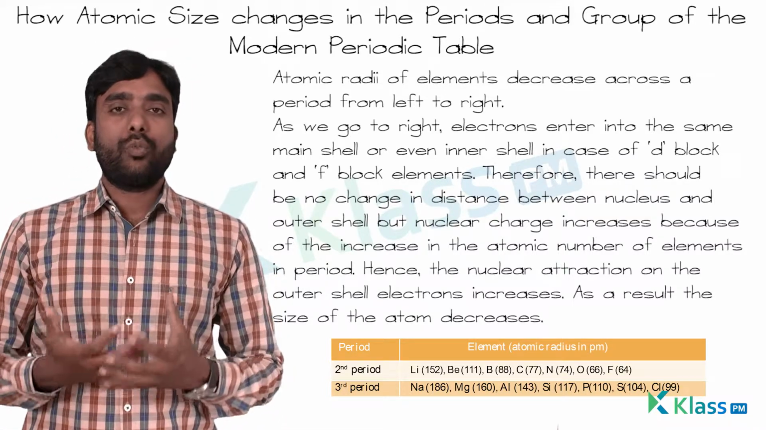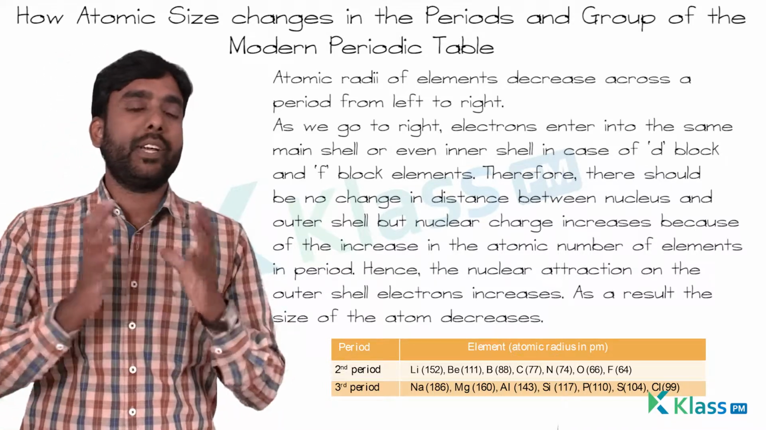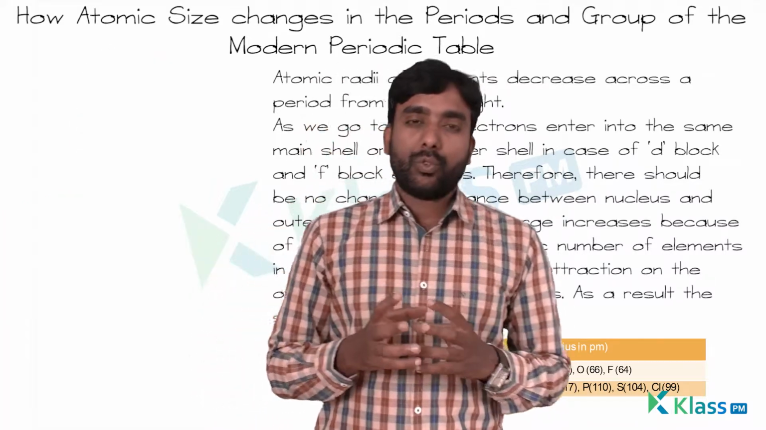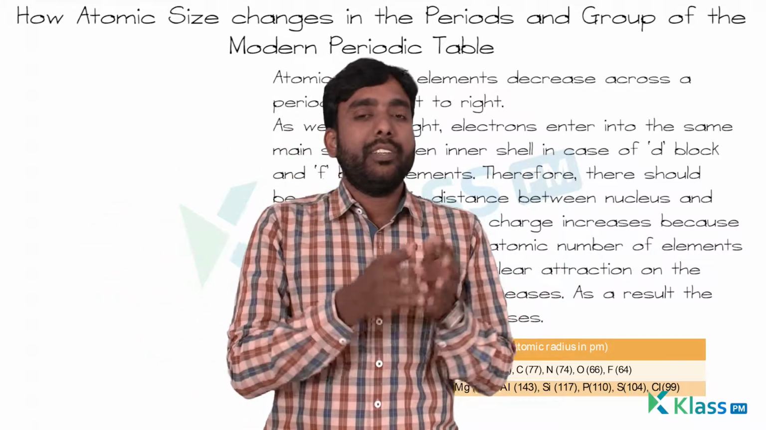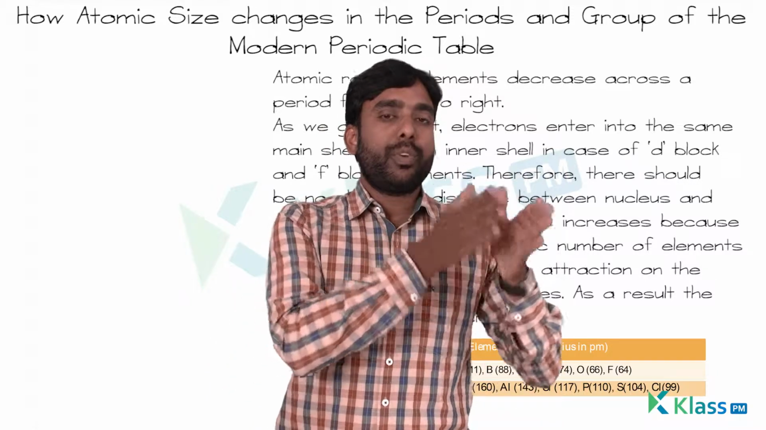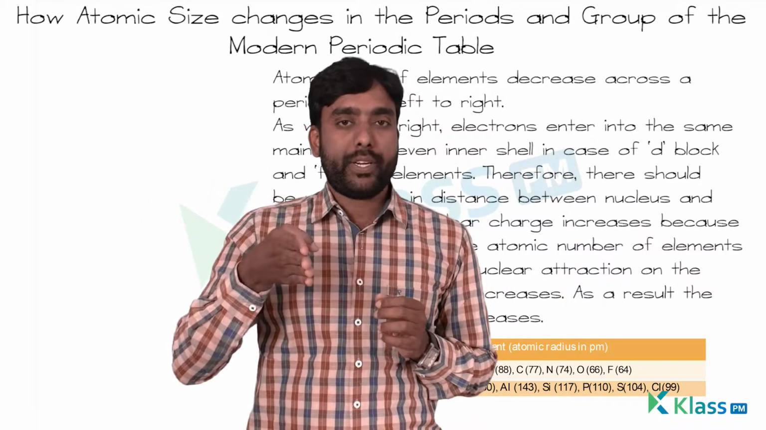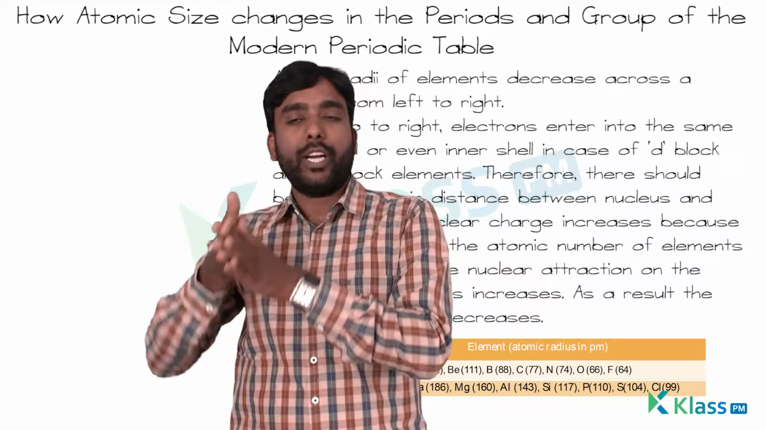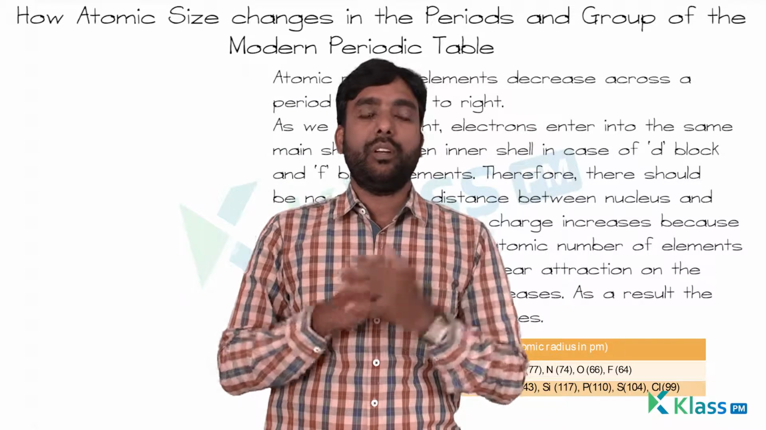In today's class we are going to discuss how atomic size changes in the periods and the groups of the modern periodic table. Let's see that. So in the period, if we move from left to right, atomic size gradually decreases. We know that when you move from left to right, what's happening? Atomic number is increased by 1 unit, so the number of electrons also increases as you move from left to right. But the newly coming electron is joining into the same shell.